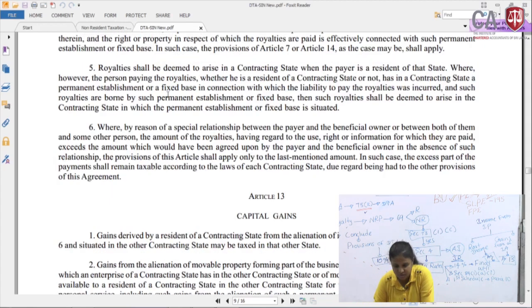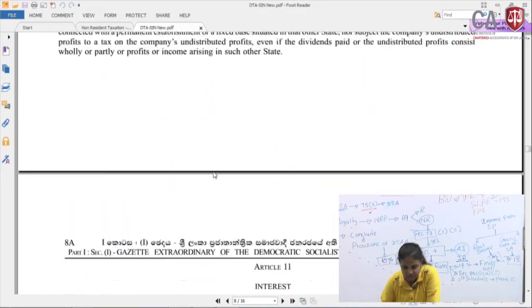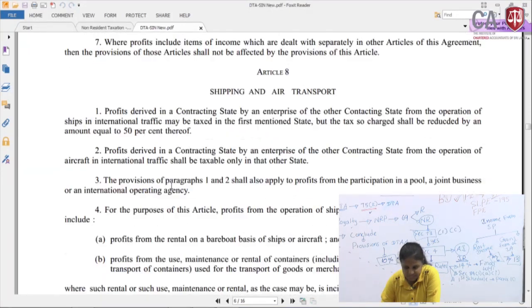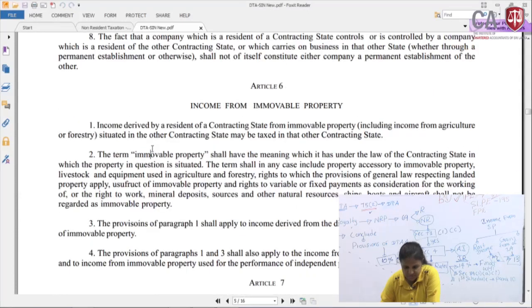I'm going to do these two together. First, I'm going to Article 6 and discuss that article first. And after that, I will come to Article 13. Okay, here we go for discussion of Article 6: Income from immovable property.